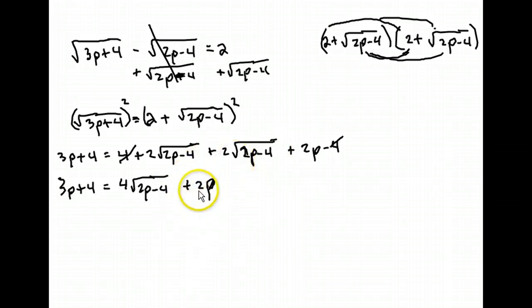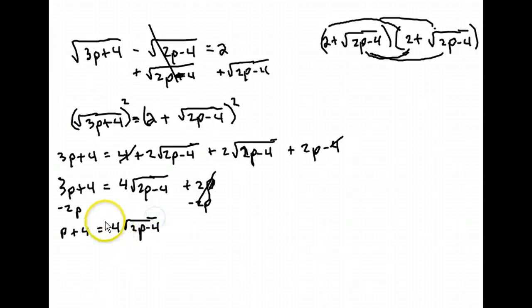So we still have a square root in the problem, which we can't have, so we have to isolate it. What we're going to do is subtract 2p from both sides. And we end up with p plus 4 equal to 4 times the square root of 2p minus 4. So to get rid of this, you have to square both sides. When you square the right side, you end up with 16 times 2p minus 4, because 4 to the second power is 16, and the square root of 2p minus 4 squared is just 2p minus 4.